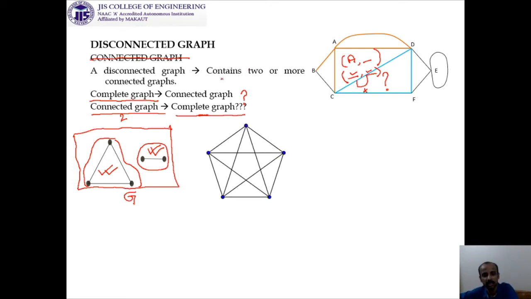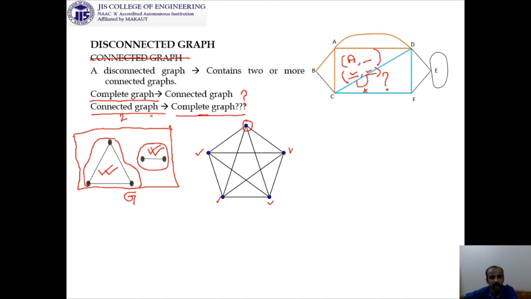The answer is no, because look at this. This is your complete graph, because this vertex has edges with this one, this one, this one, this one, and this statement is true for all the vertices. So it is a complete graph, and it is also connected because it has direct connectivity. So there is no question of indirect connectivity, that means more than one edge. It is directly connected by one edge. So if it is a complete graph, it has to be a connected graph.